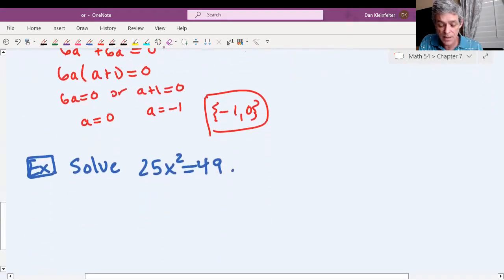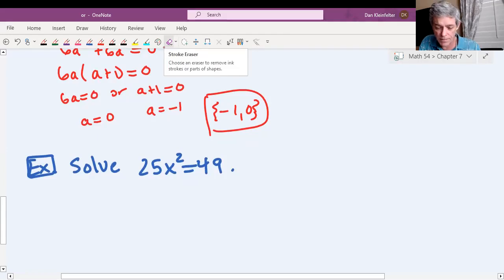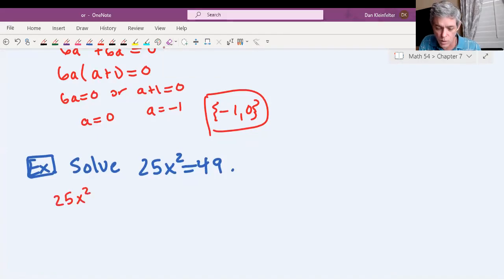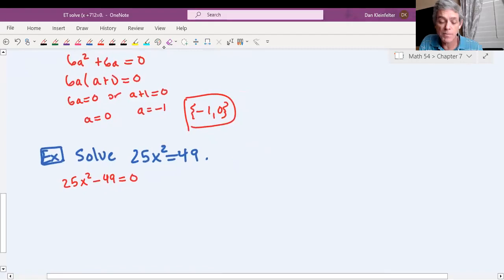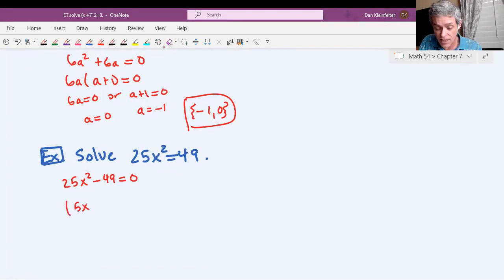All right, so this one looks fun. We have 25x squared equals 49. So let's collect that 49 to the left side. And so we'll have 25x squared minus 49 is 0. No common factors on the left side, but it should look to you like it's a difference of squares. That will be 5x squared minus 7 squared. So when we go to factor it, we'll have 5x plus 7, 5x minus 7 equals 0.